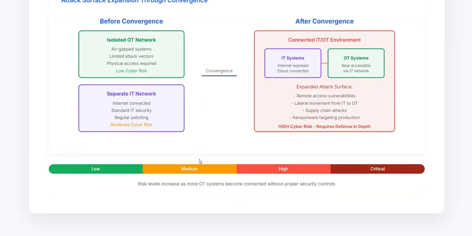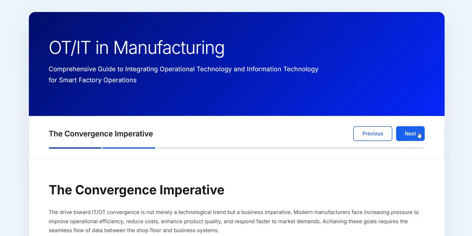And here, the risk scale bar. As connectivity increases without controls, exposure rises steadily. The takeaway is clear. Convergence delivers speed and insight when designed carefully, and it demands disciplined architecture when systems connect. Okay, and let's continue.